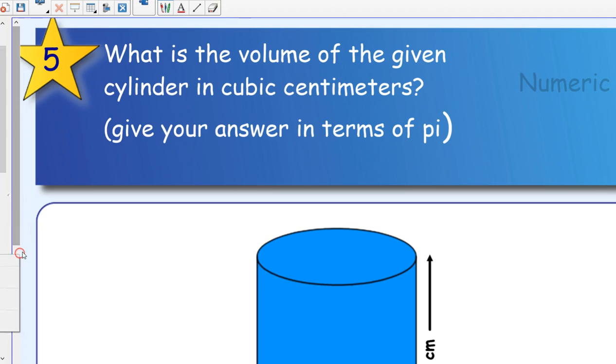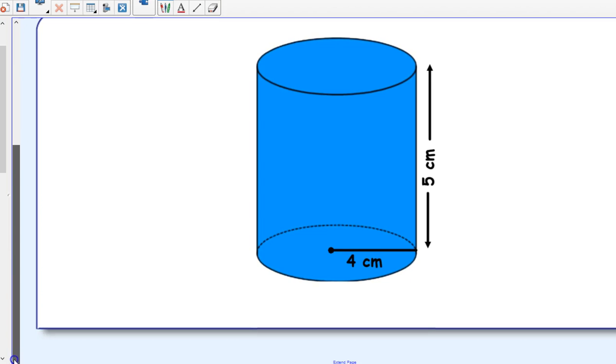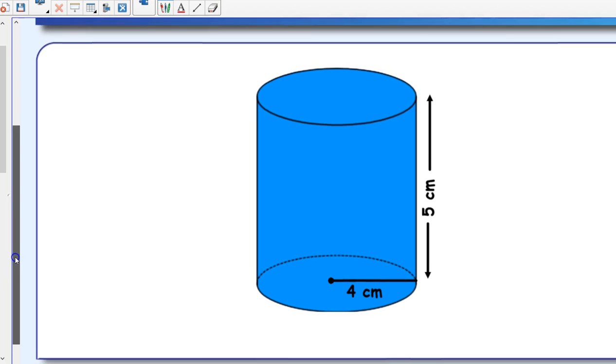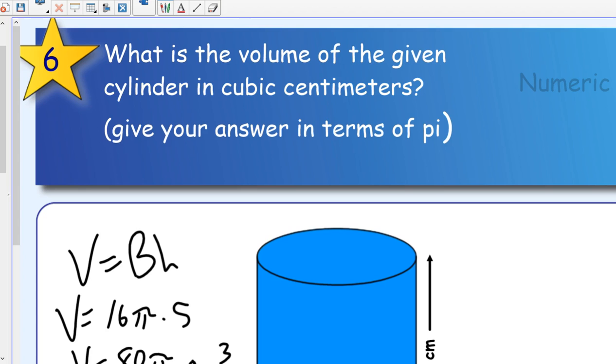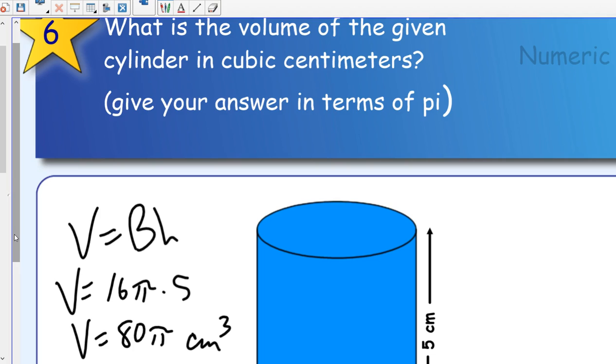The volume of the cylinder in cubic centimeters. Your answer is in terms of pi, it says. So pi r squared would be 16 pi times 5 is 80 pi cubic centimeters. Next problem.